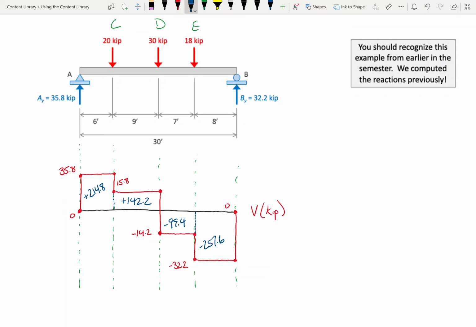So let's be clear. Those blue numbers are moments, right? And they are integrals of the shear diagram. Help me out with something. Add up these four numbers. What is that plus that plus that plus that? 0. It's 0.